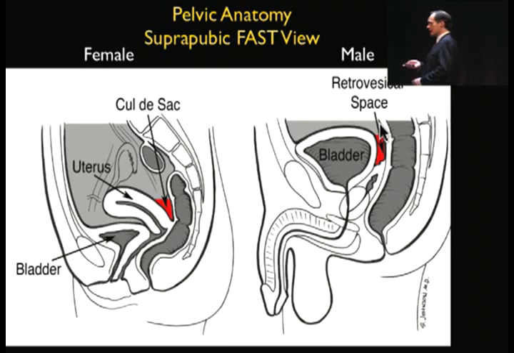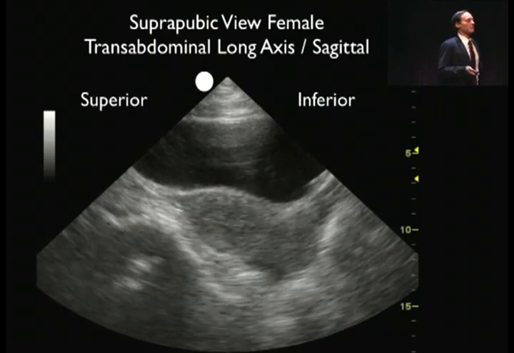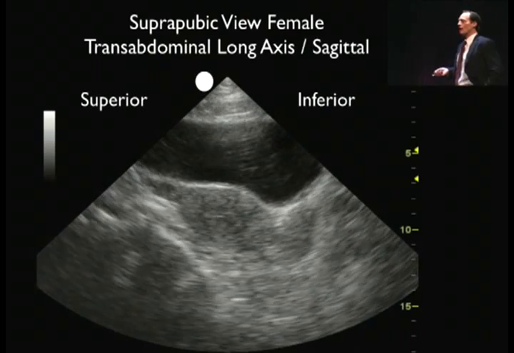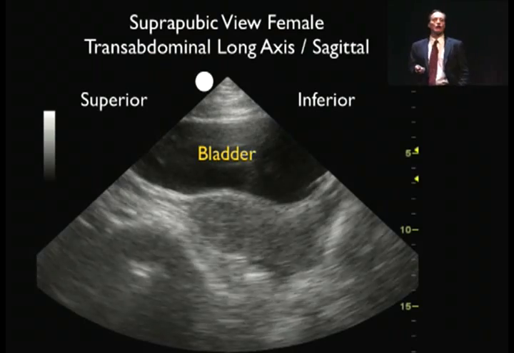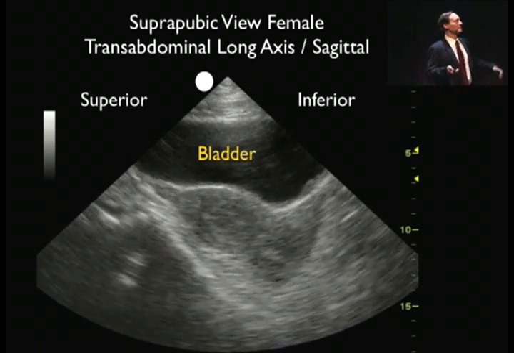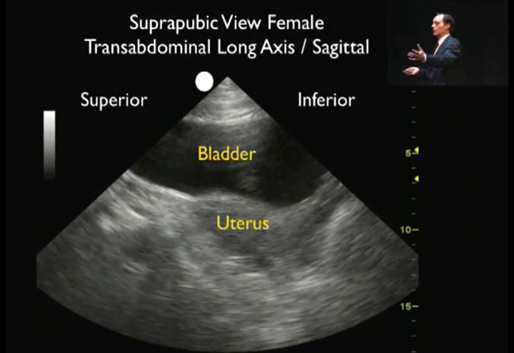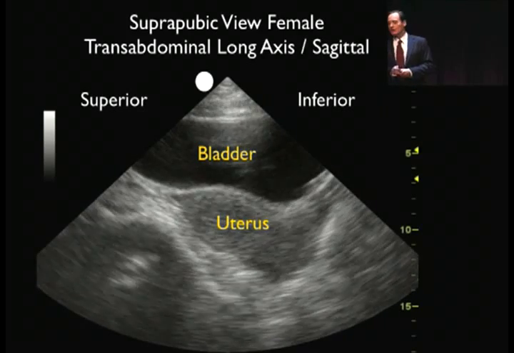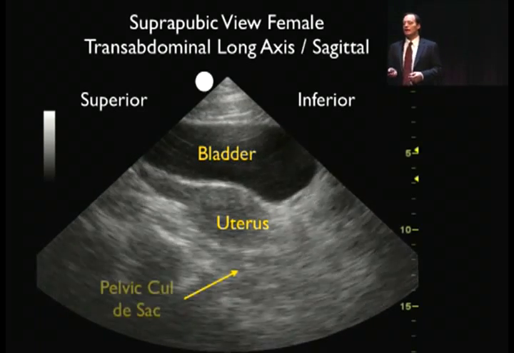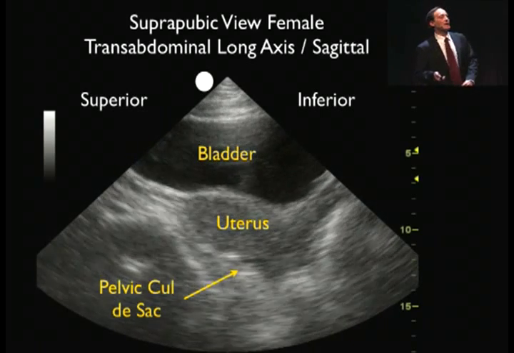So just remember cul-de-sac versus retrovesical space. Here's a normal examination taken from a female, and we can see we have quite a very large bladder there. You can see it's dark or anechoic. Right below the bladder, what do we have there? You can see the uterus there, looking more like a solid structure. And the potential space is going to be right below the uterus, the pelvic cul-de-sac. Positive or negative examination? Negative, no fluid there.